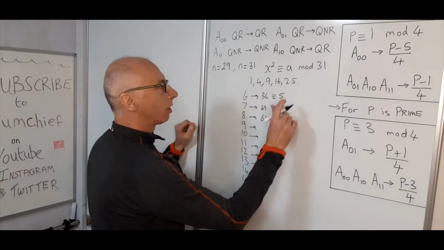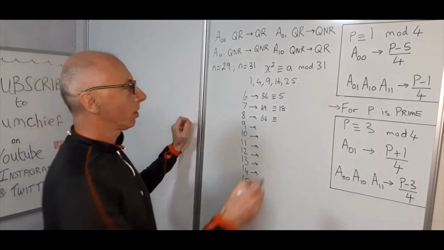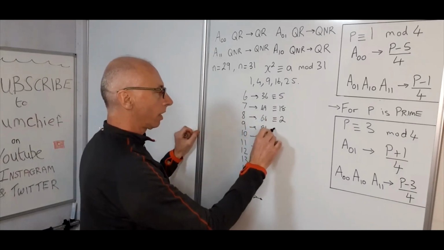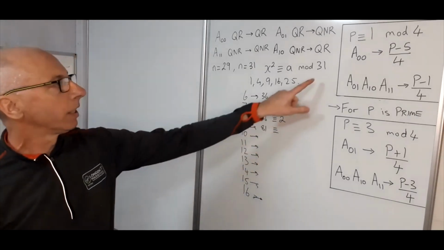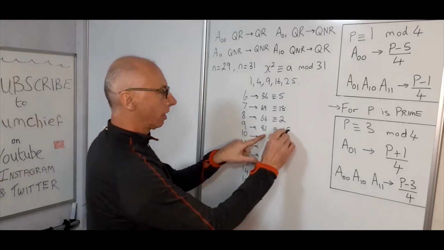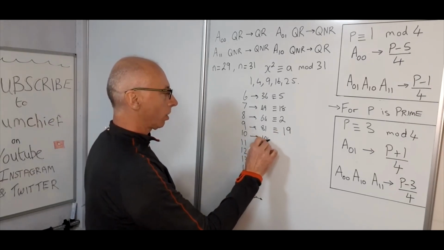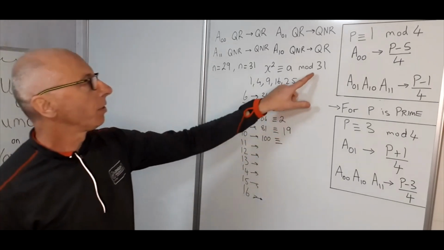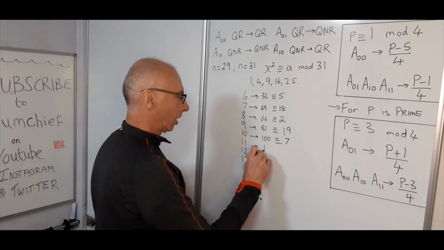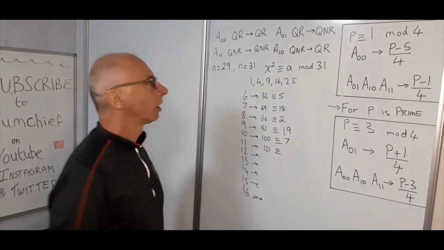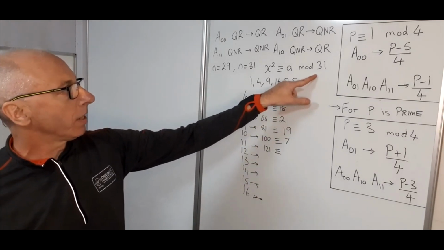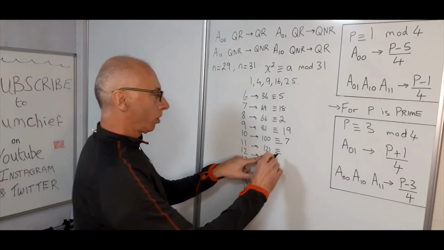64 mod 31: 2 31s are 62, so that's going to yield a 2. 9 squared yields 81. 2 31s are 62, so that's going to give us a 19. 10 squared is 100. 3 31s are 93, so that's going to yield a 7. 11 squared is 121. 3 31s, still using that, is 93, so that's going to yield a 28.